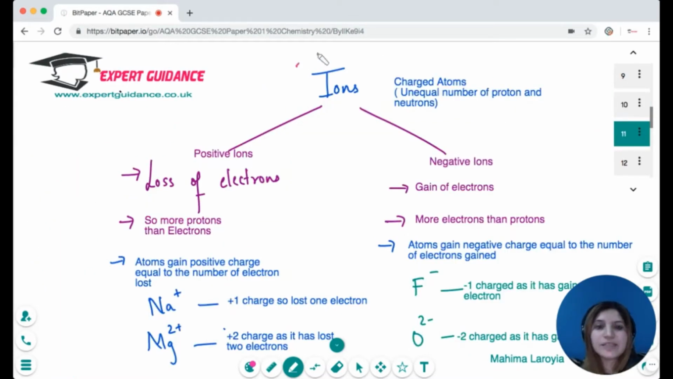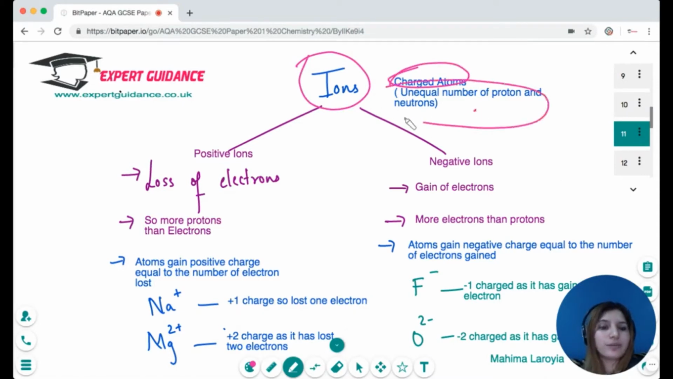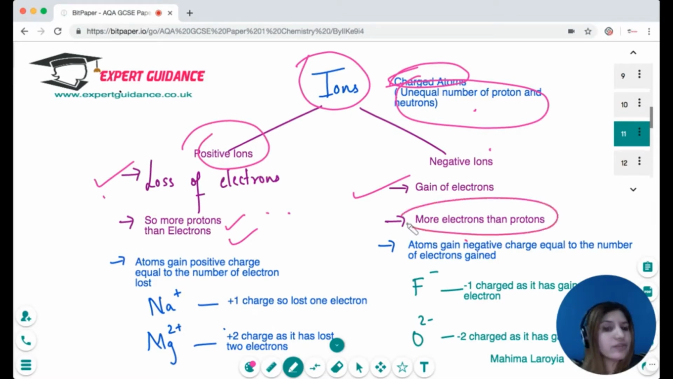Now let us move on to what are ions. Ions are charged atoms. Charged atom means they have unequal number of protons and electrons. And how does this unequal number arise? Either by loss of electrons or gain of electrons. If any atom loses an electron, it will have more protons than electrons, therefore it will get the positive charge. And if any element gains an electron, it means it will have more electrons than the protons. An atom that gains an electron will get the negative charge.